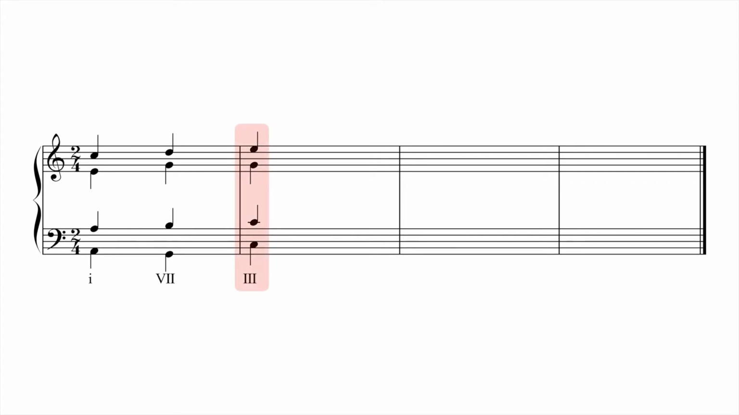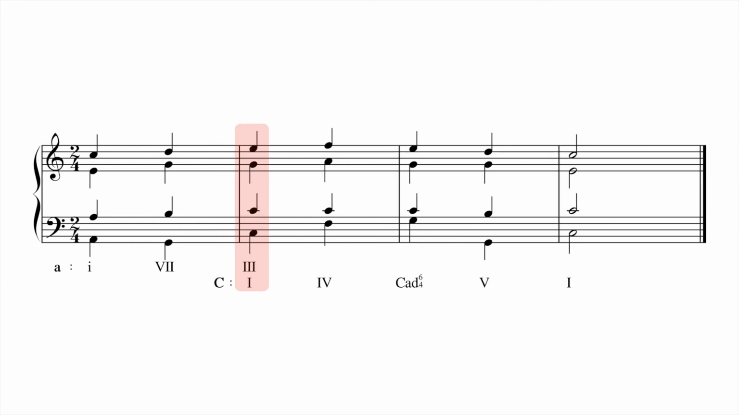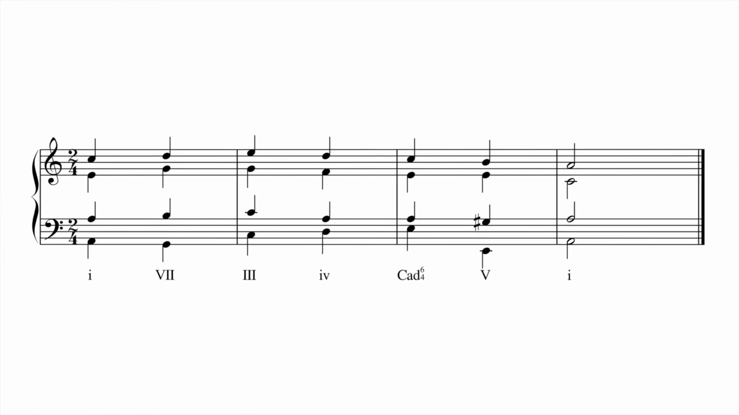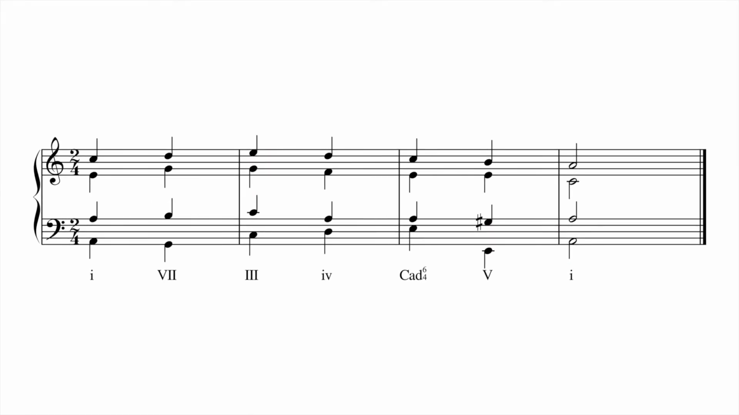The 3 chord here functions as a harmonic turning point. If we continue the phrase as follows, we hear 7 in retrospect as 5 of the new key, C major. If we continue the phrase differently, however, we hear the entire phrase in the key of A minor.